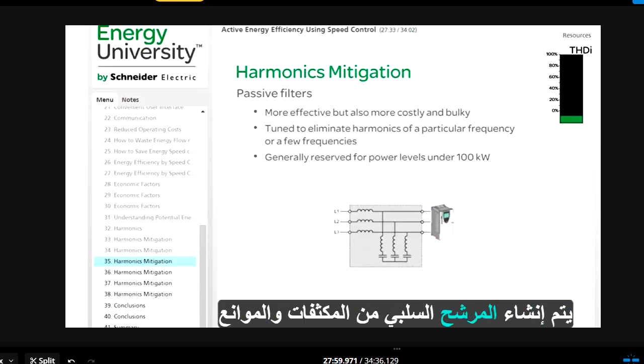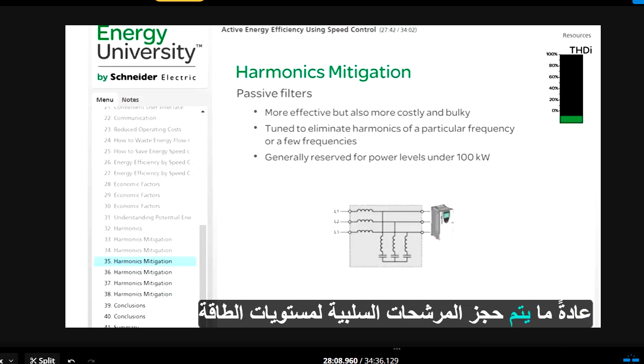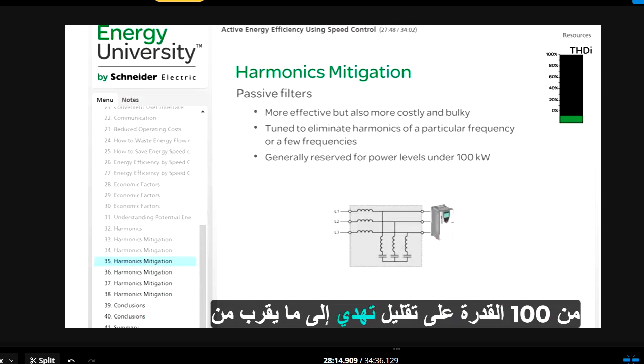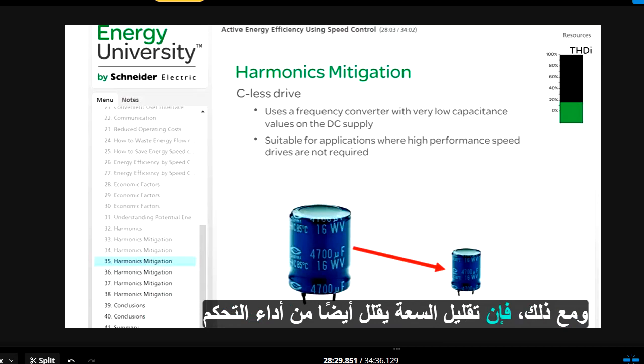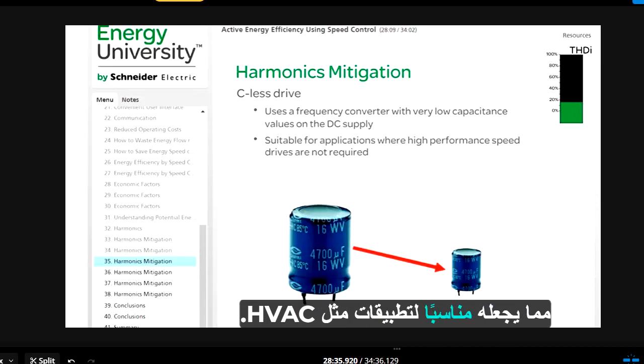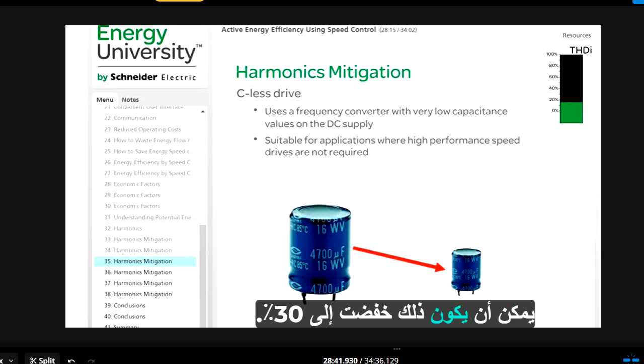A passive filter is constructed from capacitors and chokes tuned to eliminate harmonics of a particular frequency or a few frequencies. Passive filters are generally reserved for power levels under 100 kilowatts and have the ability to reduce THDI to approximately 10%. C-less drive technology uses a frequency converter with very low capacitance values on the DC supply. This is because capacitance is the main source of distortion. However, reducing the capacitance also reduces the performance of the motor control, which makes it suitable for applications such as HVAC, where high-performance speed drives are not required. THDI can be reduced to 30%.